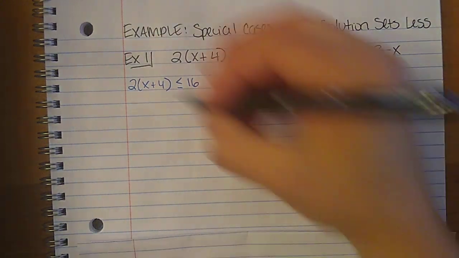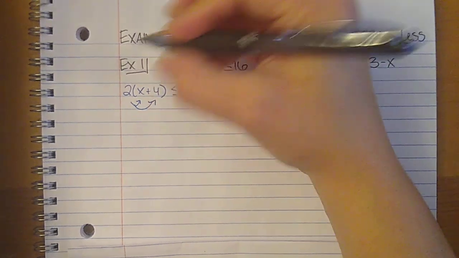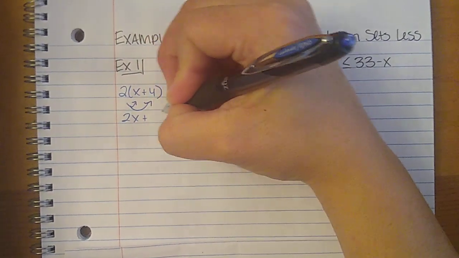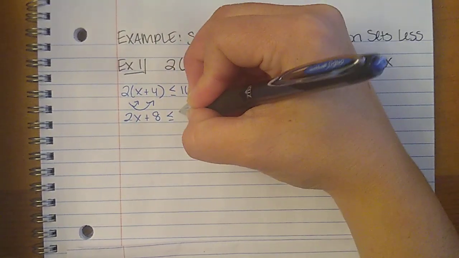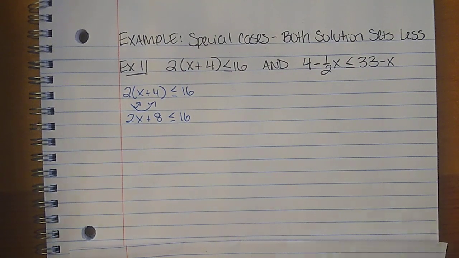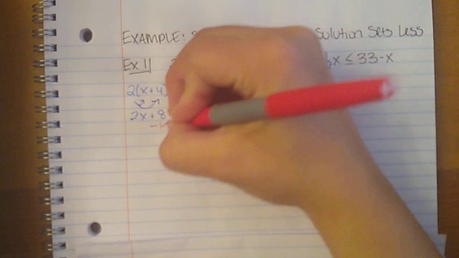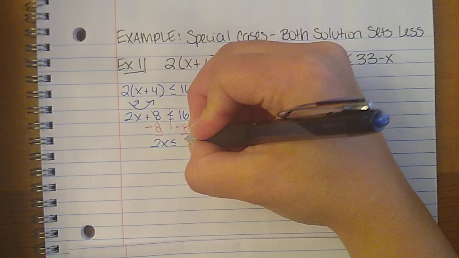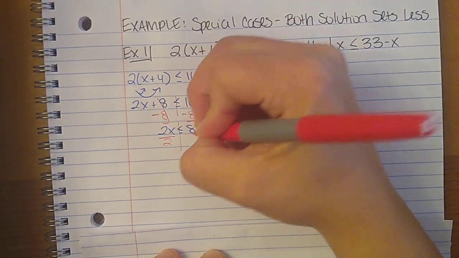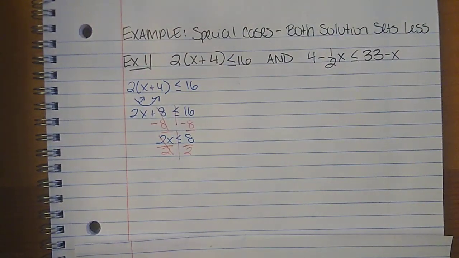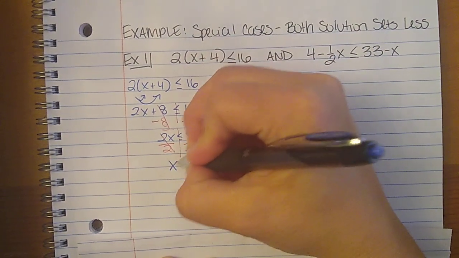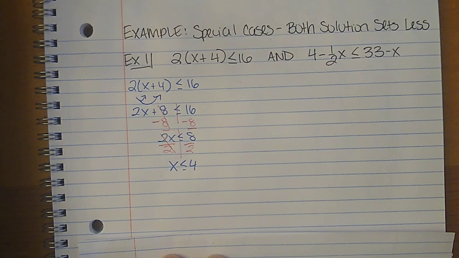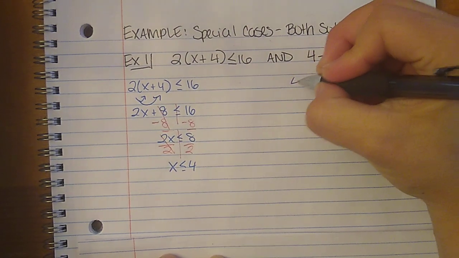So we start with our distribution. 2x times 4 gives me 2x plus 8. I'm going to subtract the 8 from both sides here, and I will get 2x is less than or equal to 8, which then when I divide both sides by 2 gives me x is less than or equal to 4. So that's one part of my inequality. I'm going to deal with this other set.